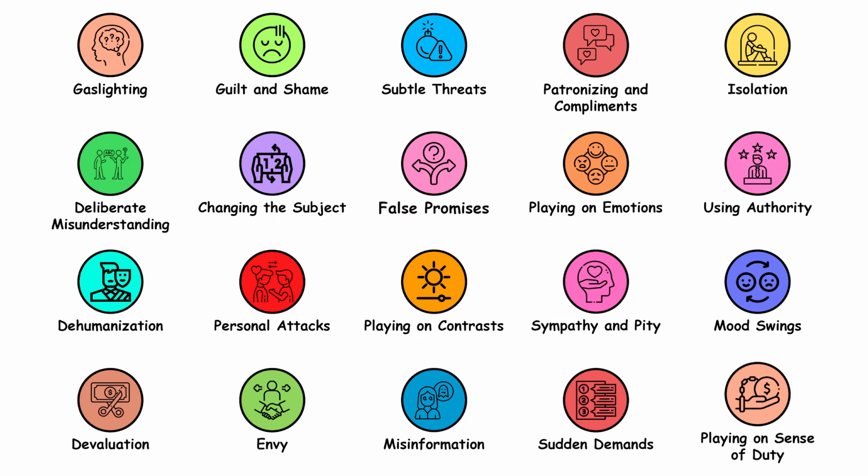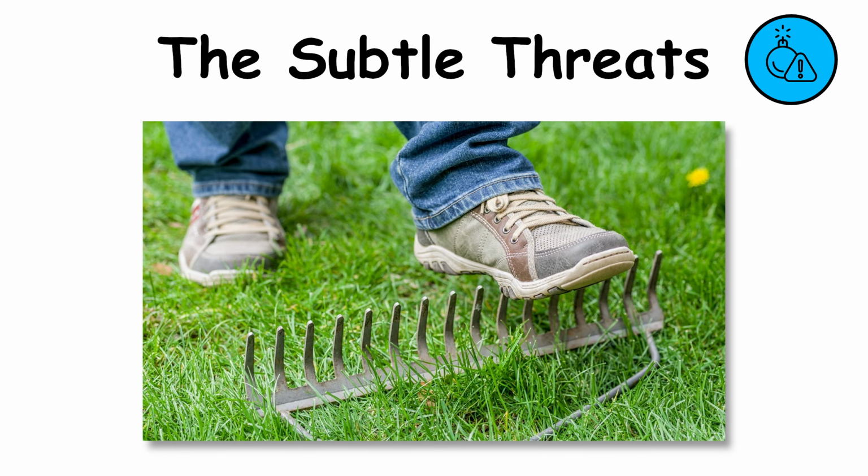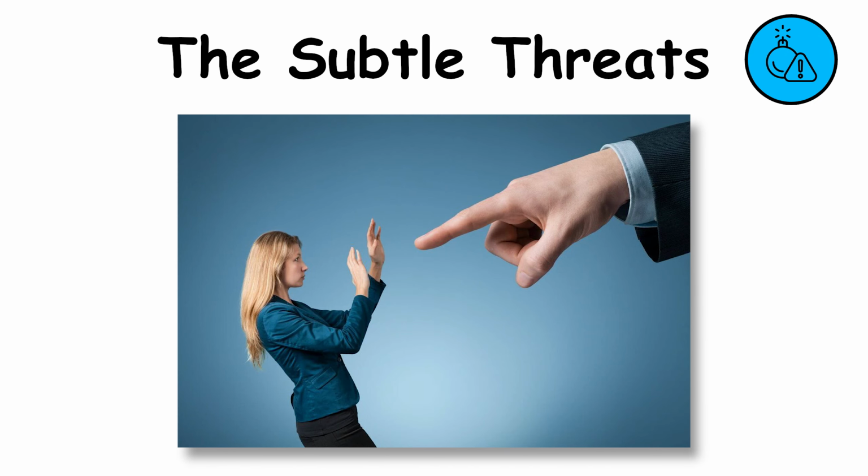The third technique is subtle threats. The manipulator hints at possible negative consequences if the victim does not comply with their demands. For example, "It would be a shame if something happened to your career," or "I wouldn't want you to have problems because of this." These hints create fear and anxiety in the victim, compelling them to obey the manipulator's demands to avoid potential troubles. The manipulator may also use the victim's past experiences, suggesting that similar unpleasant events could recur if the victim does not comply.